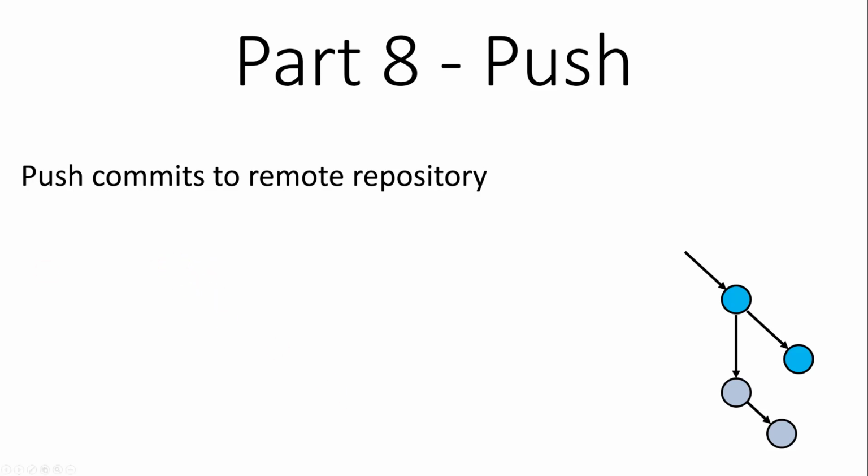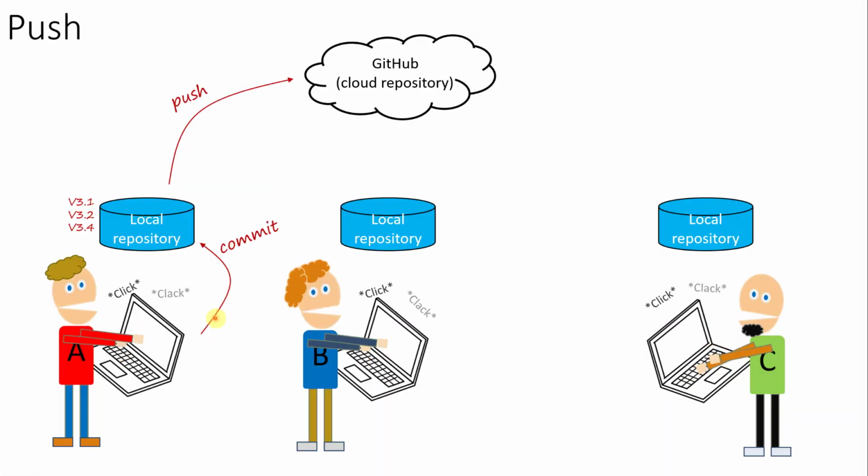Hello, this time we are going to push our commits to the remote repository. So we may have made one or more commits and we want to push that to the remote repository. It might look like this, right?